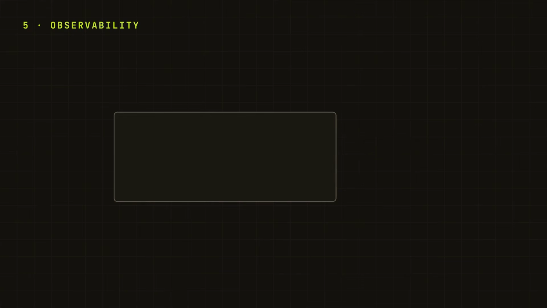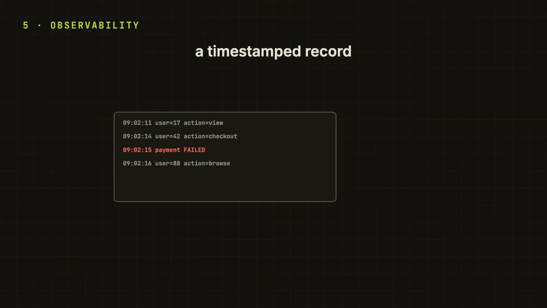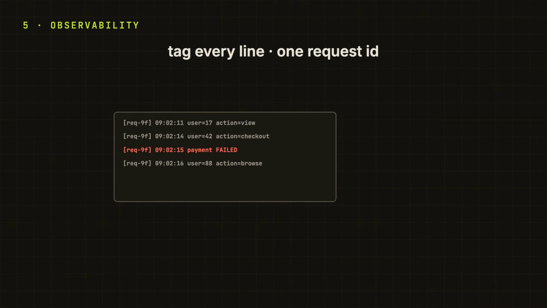The second pillar is logs. A log is a detailed timestamped record of individual events. User 42 tried to check out. Payment failed with this error. Logs answer the question, why did it break? The detailed story. And the key practice: logs should be structured and tagged with a request ID, so you can filter all the log lines for one specific request across the system.